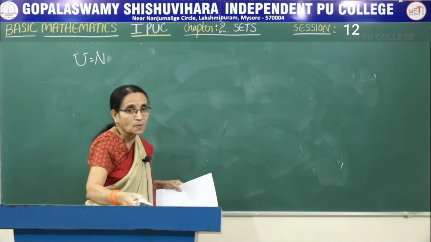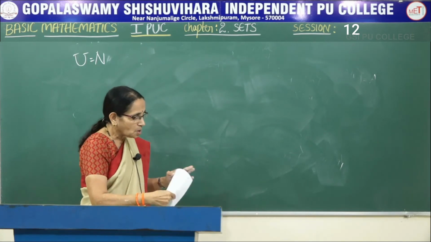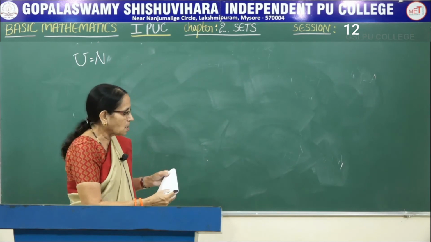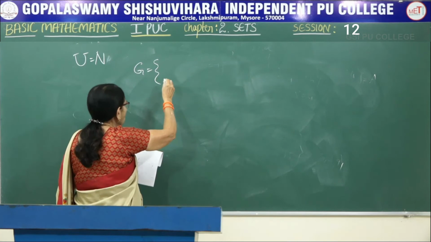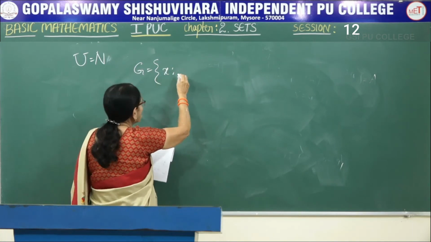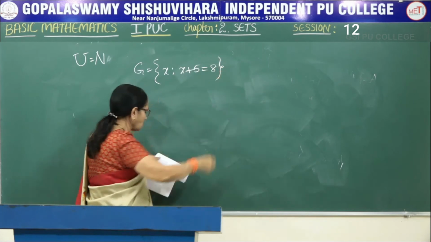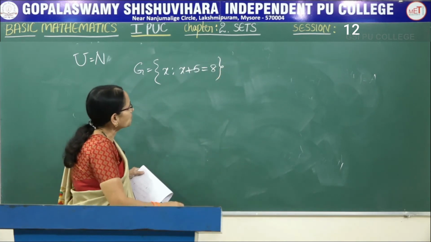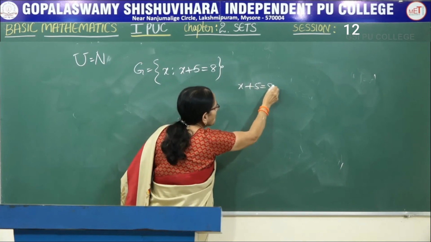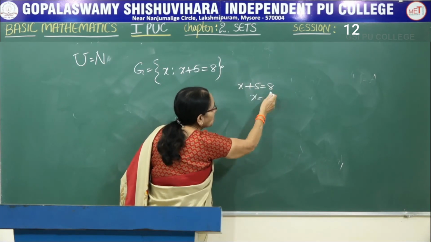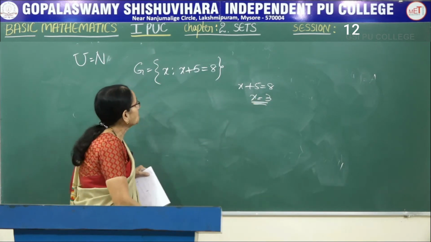So according to the way it has been defined, the rule that has been given, you have to use that condition and write the complement. Now let me take another set G which contains all x such that x plus 5 equals 8. Here x plus 5 equals 8 means what would be x equal to? Taking 5 to the other side, which becomes minus 5, x is equal to 3.